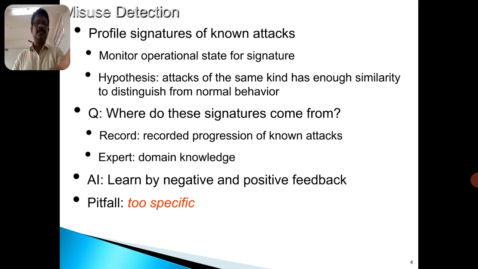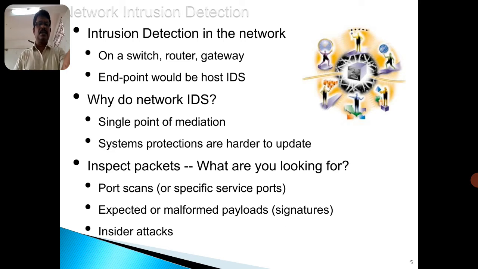Now coming to this system in detail, you can observe intruder detection in a network, on a switch, router, gateway, or endpoint, which would be the host IDS. That means the intrusion detection system may be connected between the switches, routers, gateways and the endpoints of the host. Whenever the connection is weak, the intrusion may enter. That is one possibility.